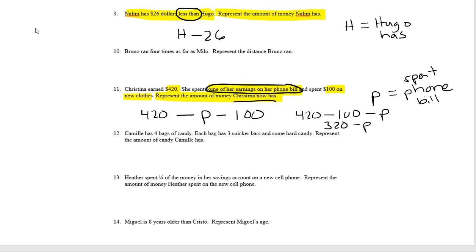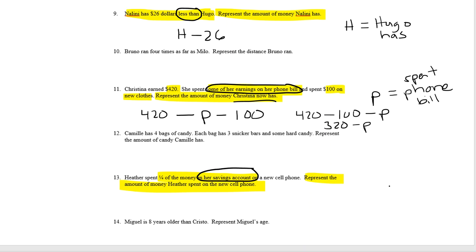Okay, so this would be the amount of money that she has now. Okay, and I'm going to go ahead and do one more with you, and then I will have you complete this on your own. So number 13, Heather spent 1/4 of the money in her savings account on a new cell phone. Represent the amount of money Heather spent on the new cell phone. Okay, so this is what we're doing. We're writing an expression for the amount of money Heather spent on the new cell phone. We know that she spent 1/4 of the money in her savings account on that new phone. What we don't know is how much money was in her savings account.